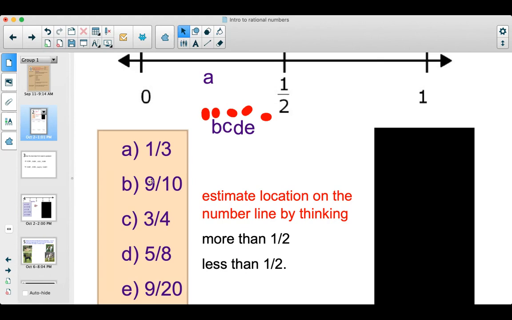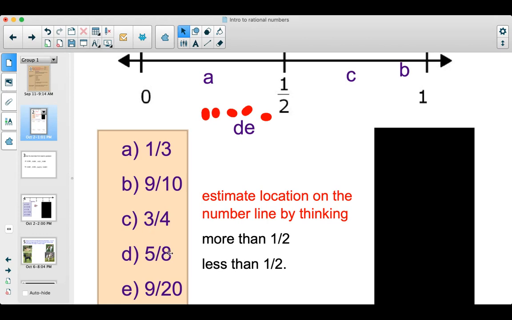The next number is 9/10. So if there's $10 and I get 9 of them, well, I'm getting more than my share. So 9 out of 10 is definitely more than half. 3 out of 4. Well, half of 4 is 2. So 2/4 would be a half. 3/4 is more than that. So that is more than a half.